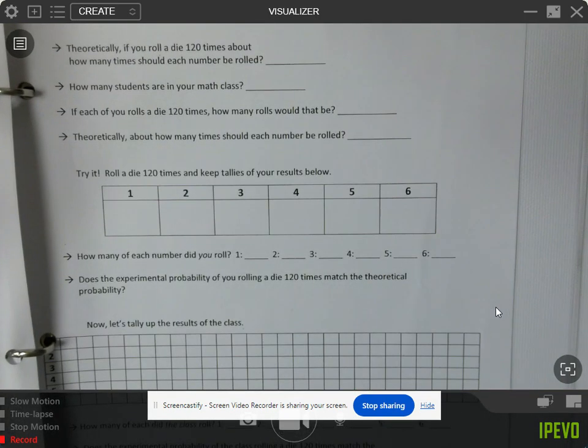Theoretically, if we roll a die 120 times, how many times should each number be rolled? This is a regular dice. If we're rolling it 120 times, how many times should we roll, let's say, the number 5? How many times would we roll it? Marina? 24. Why 24?